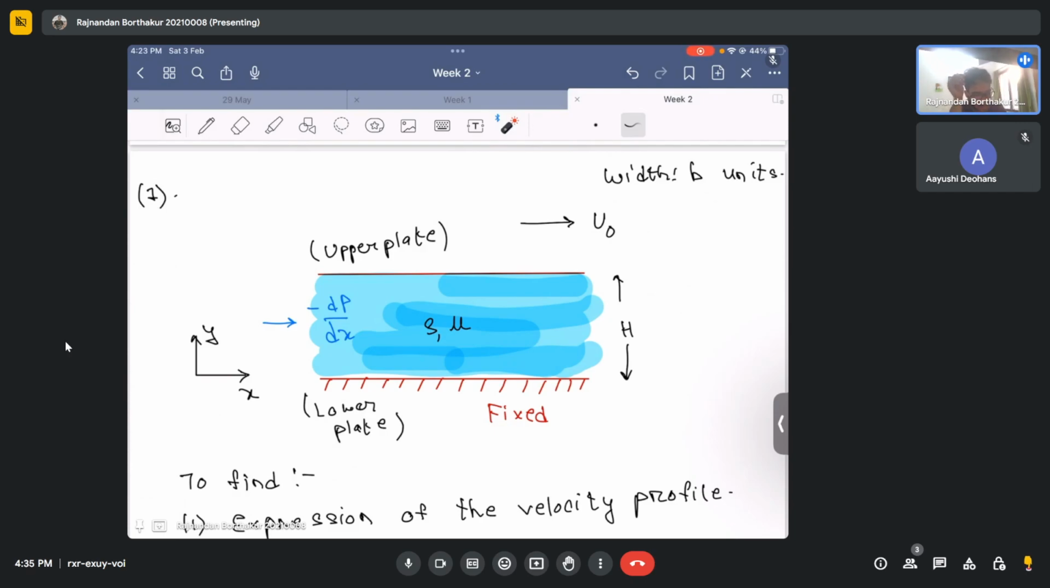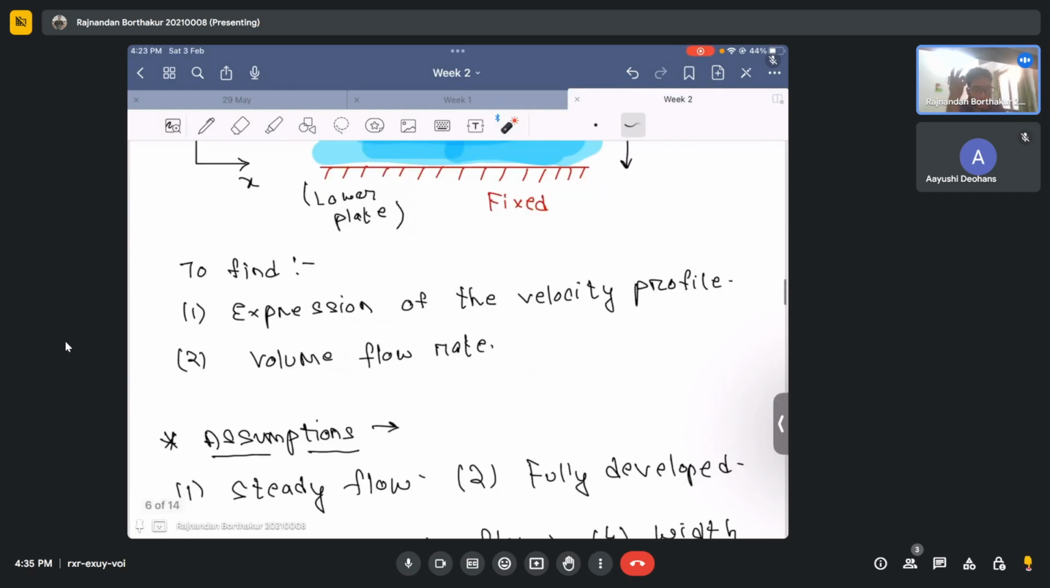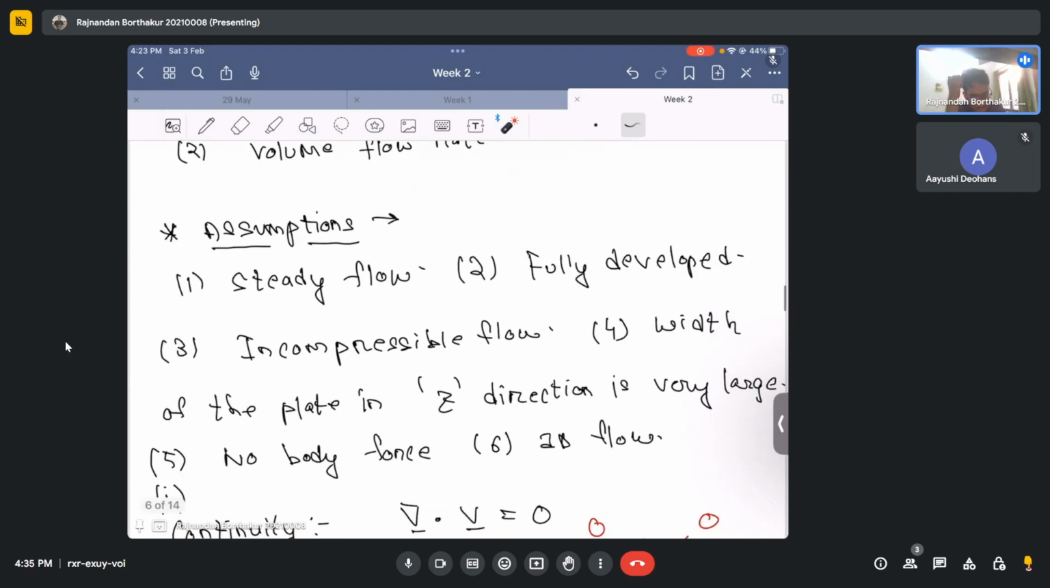And the physical picture is something like this. The upper plate moves with some velocity u naught, and there is an applied pressure gradient in the x direction. The fluid bears a property density which is rho, and the dynamic viscosity mu, and the height of the channel is h. Okay, we were asked to find out the velocity profile, and these are the assumptions that we saw.